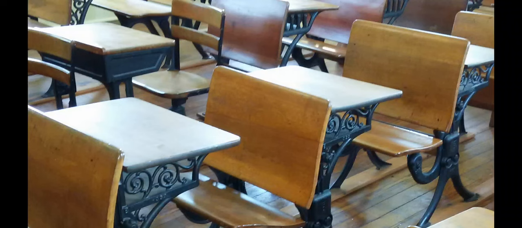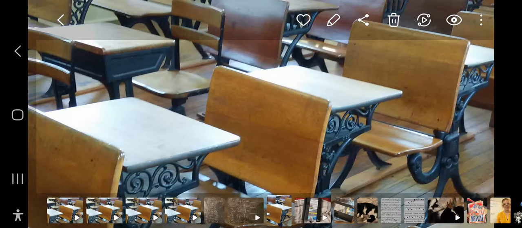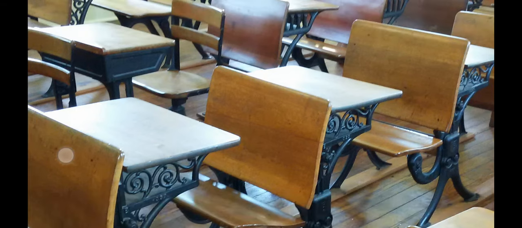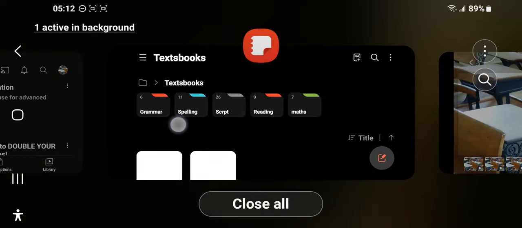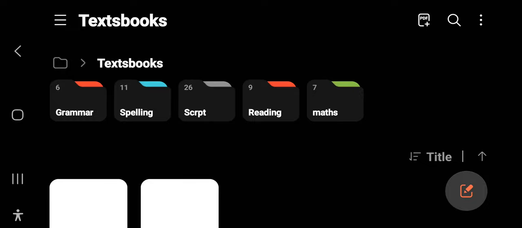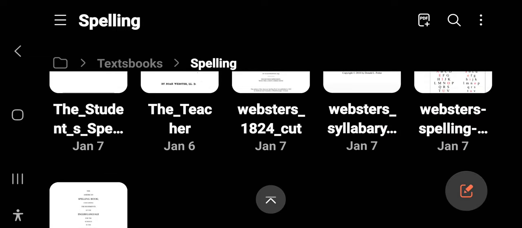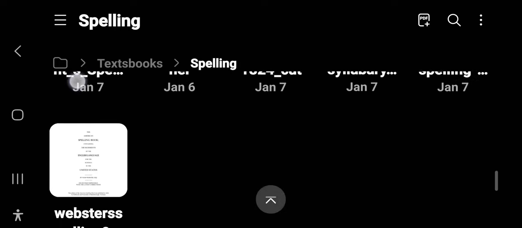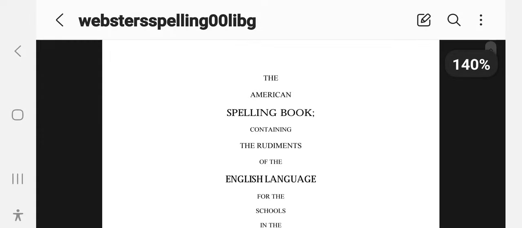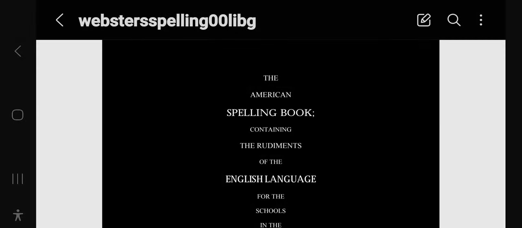Okay, so we're gonna do a spelling thing here. If I can find the spelling. It's the spelling books right here. I don't think I've gone through these. Webster's spelling. Let's see this one. Whoa. I'm gonna make that darker.